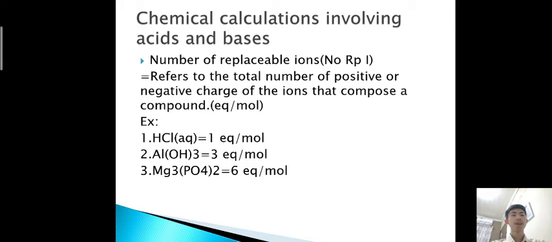The second one is Al(OH)3, which is equal to 3 equivalent per mole, because Al has 1 atom and OH has 3 atoms. So 3 times 1 is equal to 3 equivalent per mole. The third one is Mg3(PO4)2. Magnesium has 3 atoms, then the PO4 has 2 atoms. 3 times 2 is equal to 6 equivalent per mole.